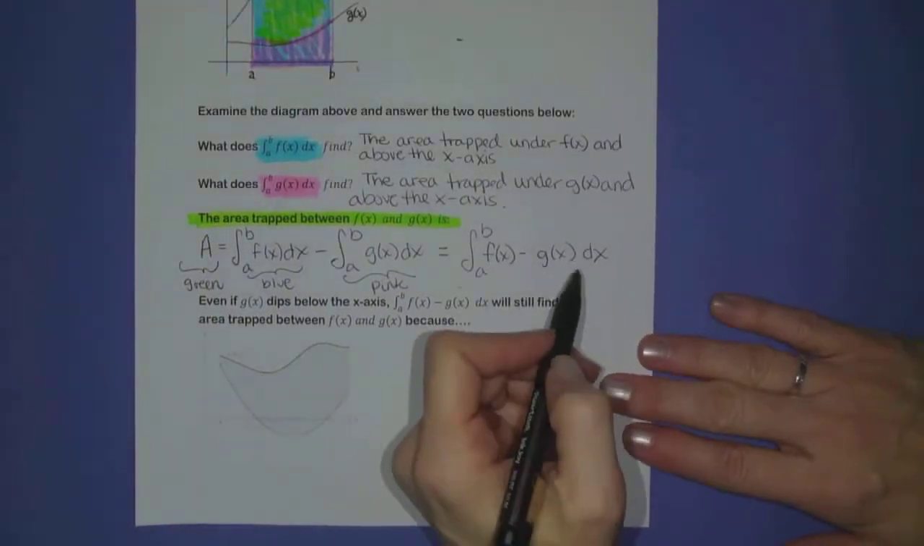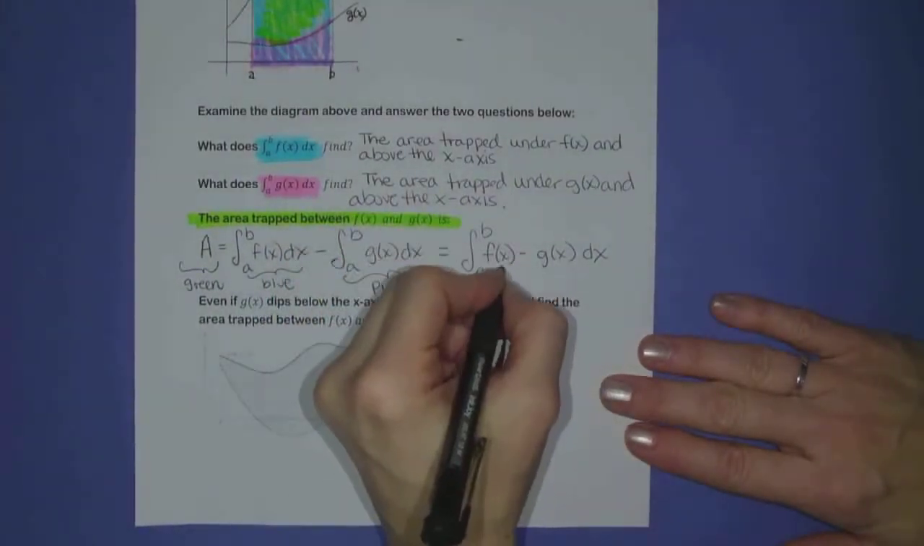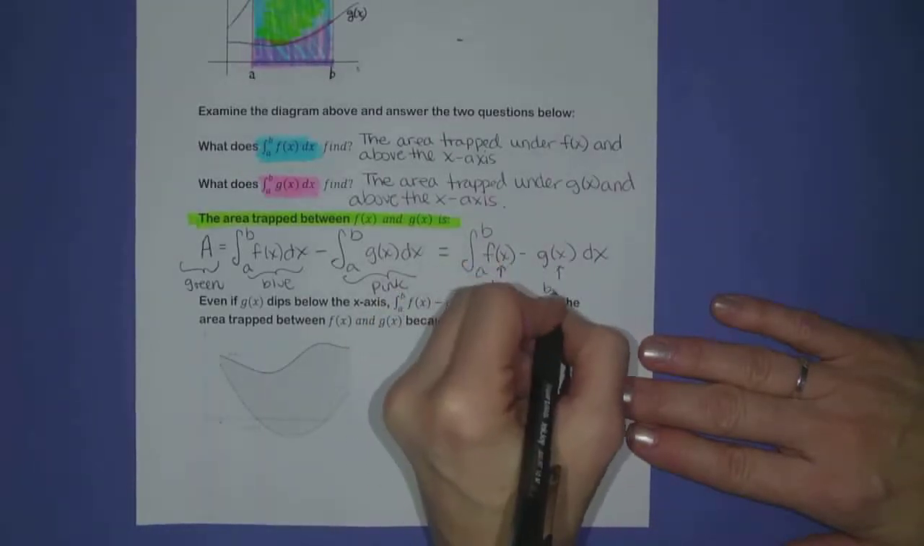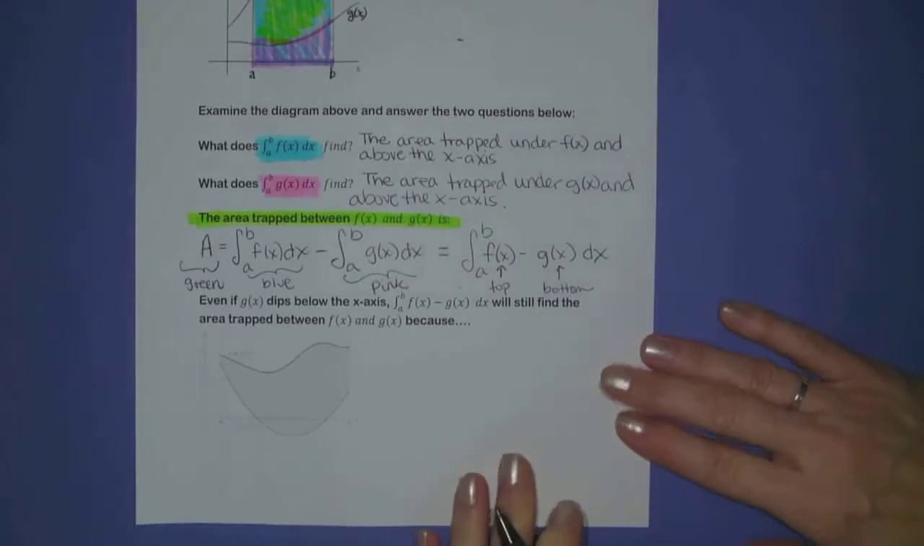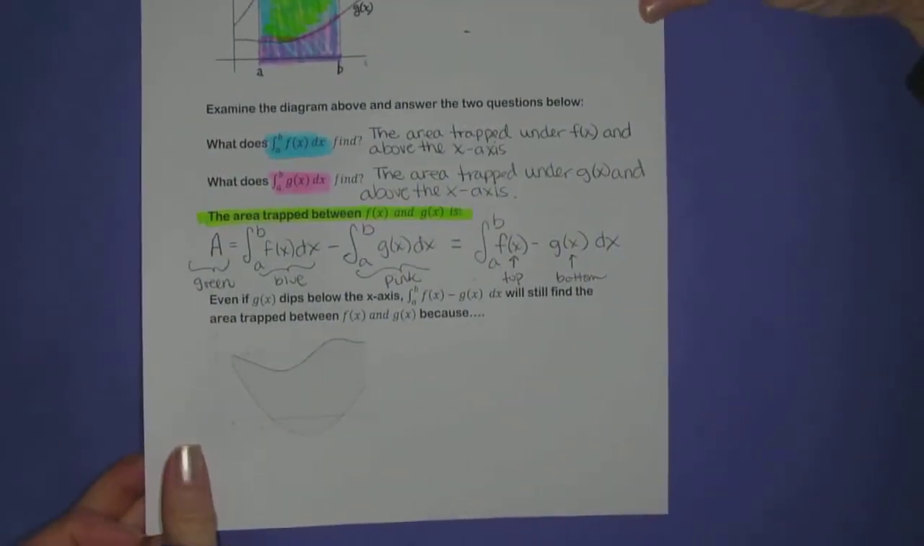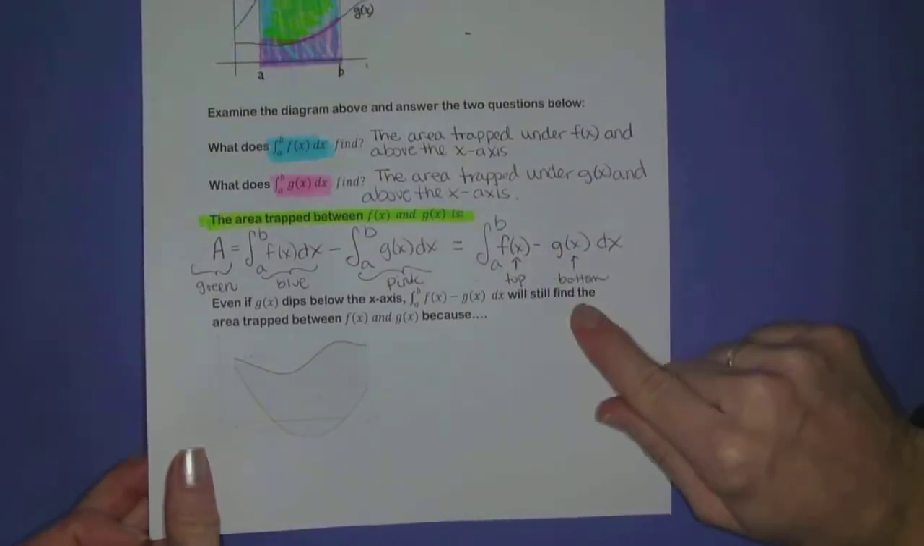And one other thing I'm going to write here is that the f of x, remember, was on the top, and the g of x was on the bottom. And that really is it. That's the formula for area trapped between two curves. It's the definite integral of the top minus the bottom.